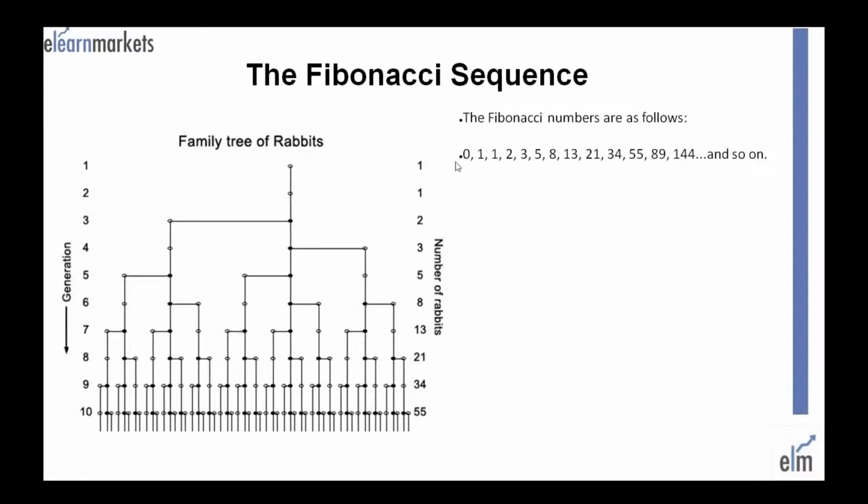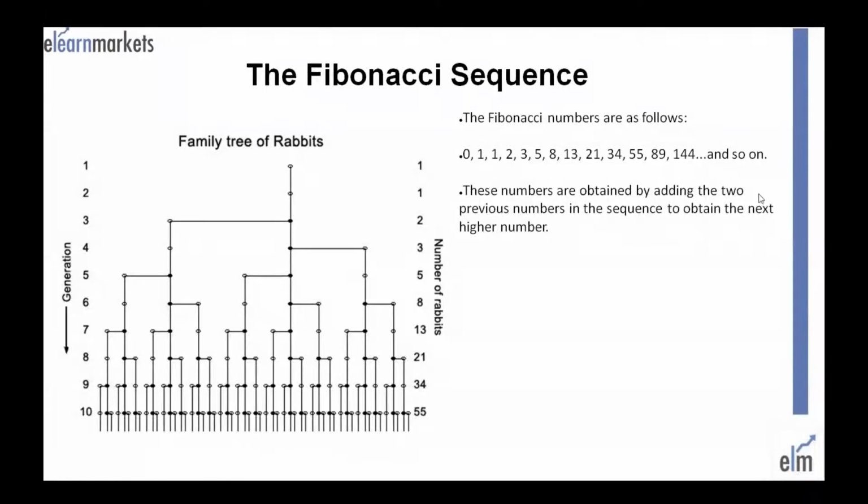The Fibonacci numbers are as follows. Now this particular series, how can we derive this? These numbers are obtained by adding the two previous numbers in the sequence to obtain the next higher number. And Fibonacci sequence is the series behind fractalism. We've discussed fractals. If you look at this figure over here, what you see is the family tree of rabbits. This side goes the generation, this side goes the number of rabbits, and what is very interesting is that the pattern is extremely repetitive.